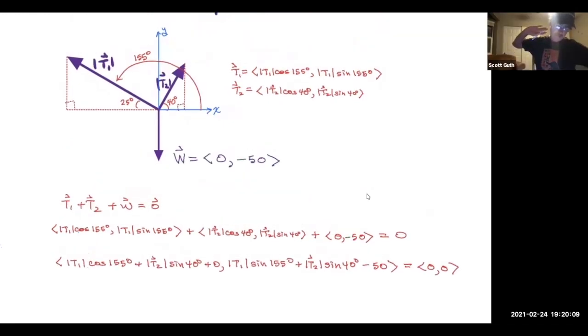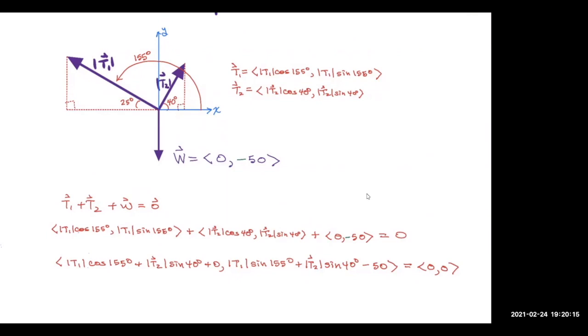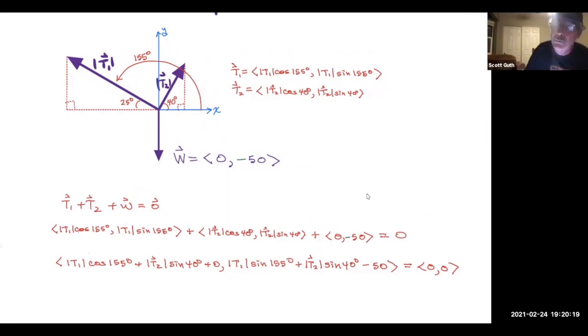Okay, this is because I used 155 degrees. In quadrant two, the cosine will be negative. But we could use negative cosine 25 instead. Yeah, and that's what I had already said. If you want to use 25, you just have to remember to make it negative. You can always use reference angles in trig. Okay, thank you very much.